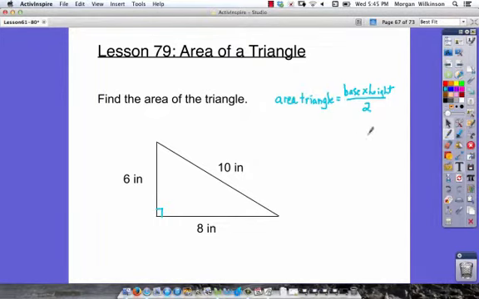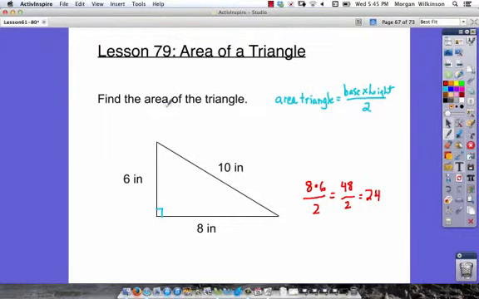So we know the base is 8 inches, so we can go ahead and say 8 inches for the base, 8 times 6, because 6 is our height, straight up and down. It's connected to the base by a right angle. So we're going to take that and we're going to divide it by 2. 8 times 6, that's 48. And half of 48, or 48 divided by 2, is 24. So we've got our answer.